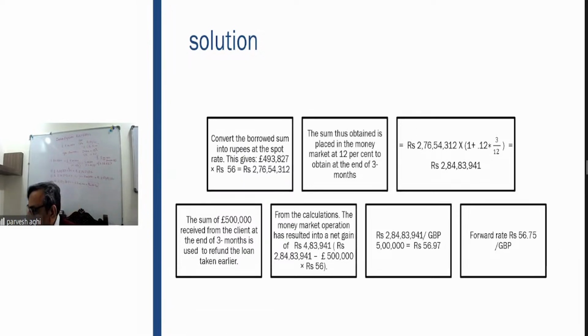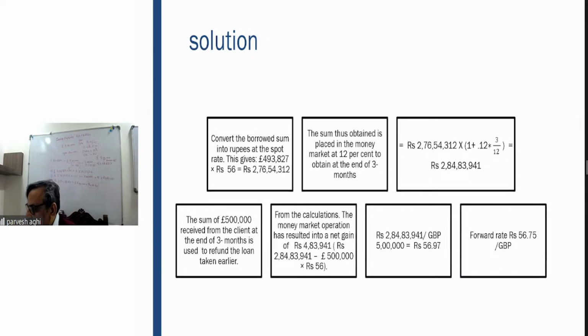So then the forward rate is telling you 56.75, but you have got your money at 56.97 by using the money market hedge. So which technique are you going to apply? Suppose the forward rate was 56.75, whereas the interest rate differential is giving you a rate of 56.97. Which is better? Go for money market hedge or the forward rate? Just answer me this question.